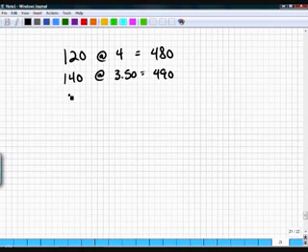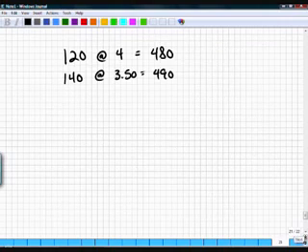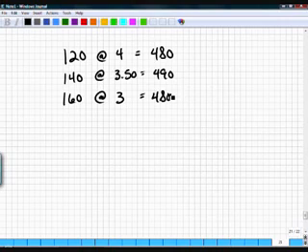If you had 2 price decreases, how many bowls would you sell? 160 bowls at how much? 160 at $3, which would give you $480. Do you see the parabola shape there? No price decreases, you're at $480. 1 price decrease, you're at $490. 2 price decreases, you're at $480 again. If you did another price decrease, that'd be 180 at $2.50, which would be $360 and $90, $450. And if you kept on having price decreases, you're not going to make as much money. So to maximize profit, 1 price decrease.